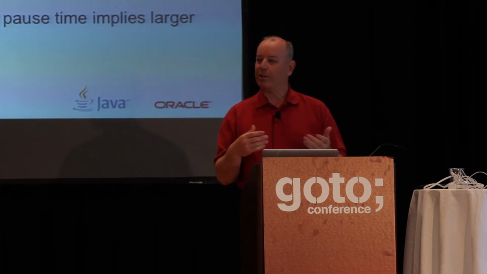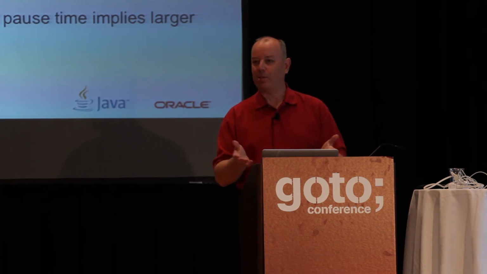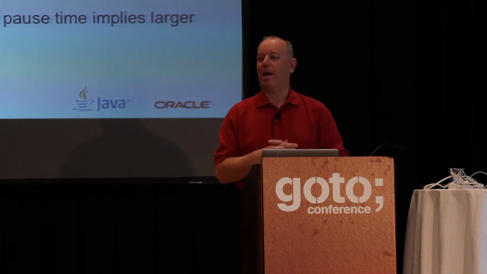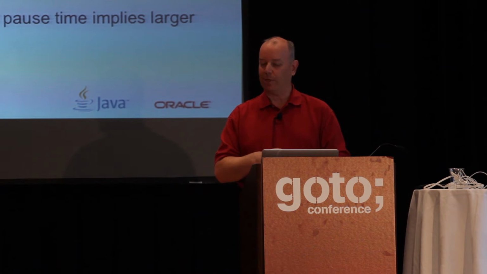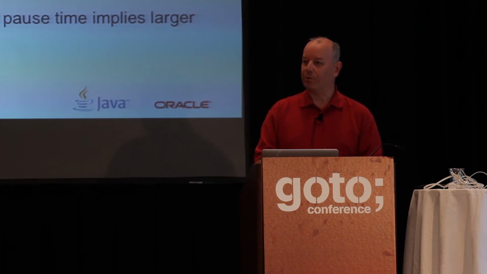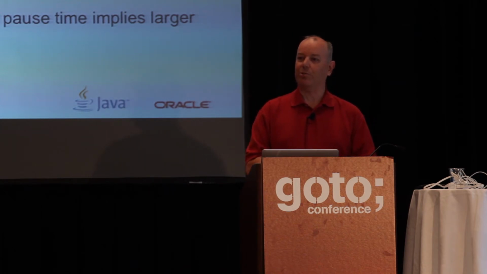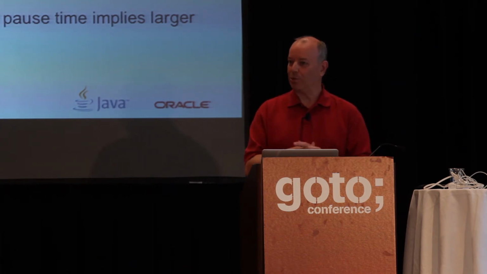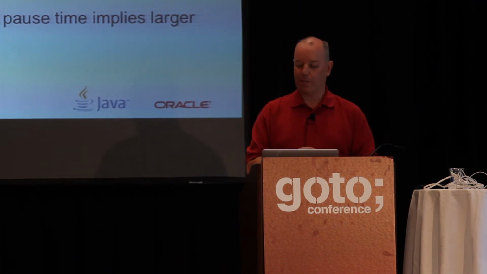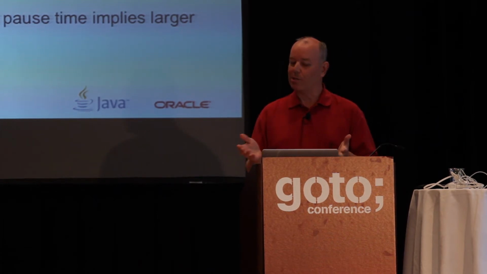G1 GC has a lot of heuristics in it. Its basic premise is you set a pause time target, and it magically figures out how to adapt to meeting that pause time target. So if you said my minor GC events are occurring too frequently, and I want them to occur less frequently, what you can do here is increase the pause time target. Generally, the G1 heuristics assume that a greater pause time implies a larger Eden space.